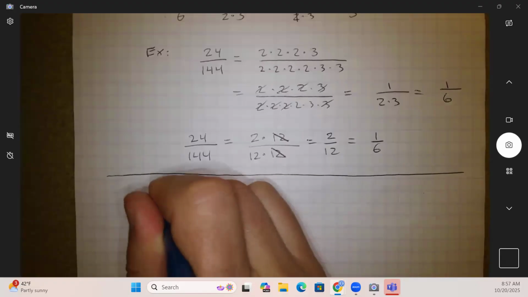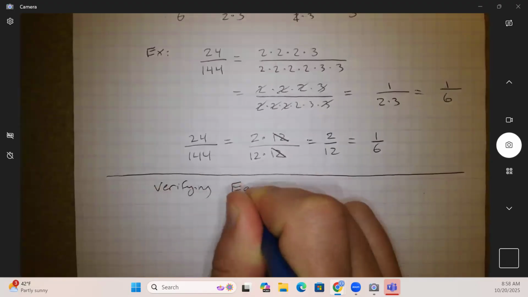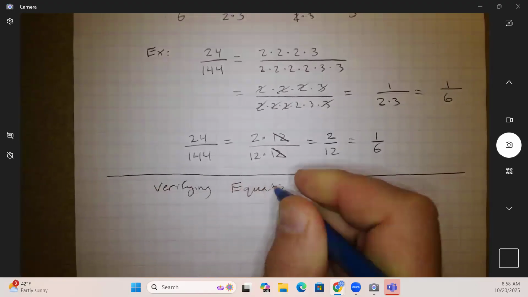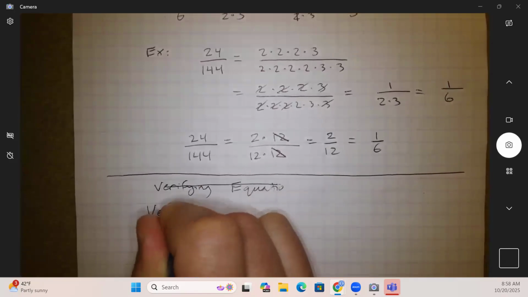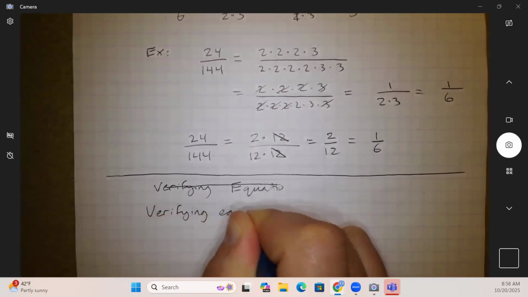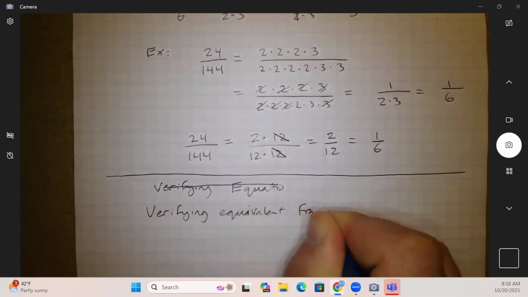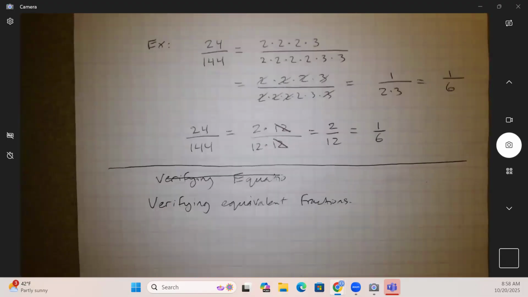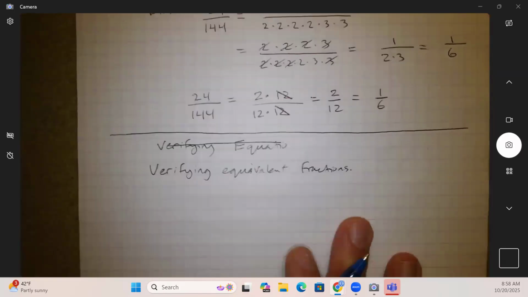So there's verifying equivalent fractions. There's two other little topics in this section. Verifying equivalent fractions. There's a rule in the book, but there's a much simpler way.